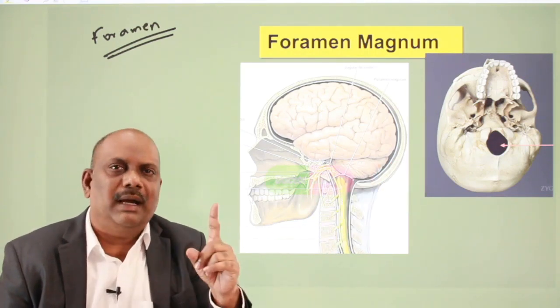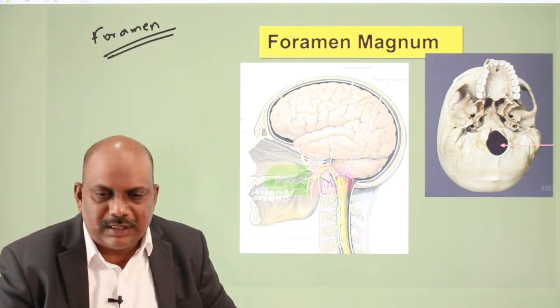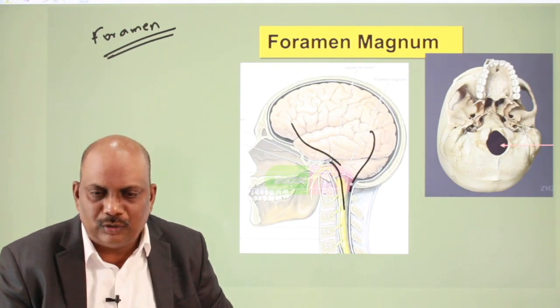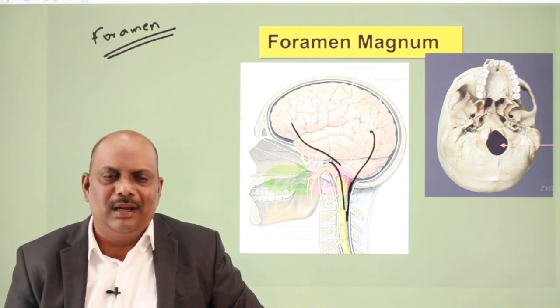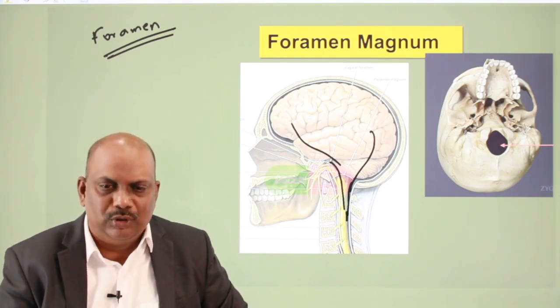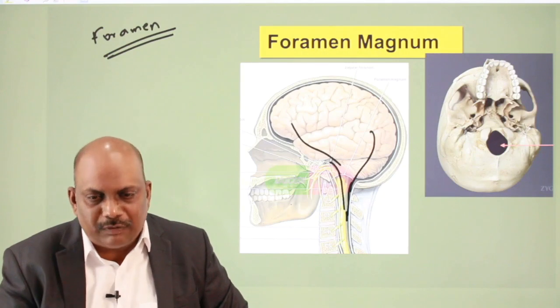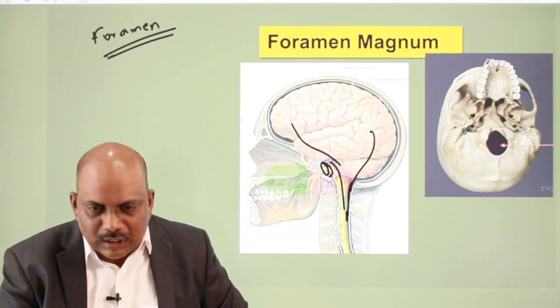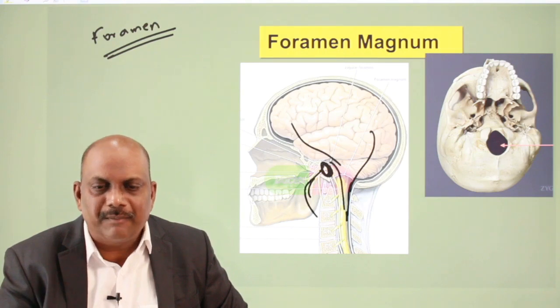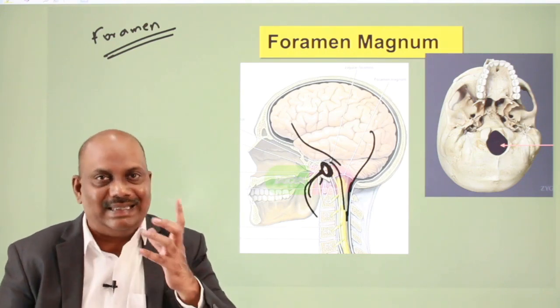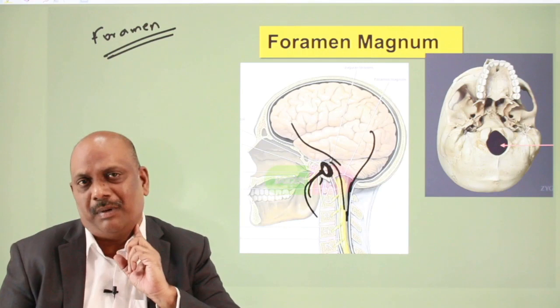The foramen magnum is an opening through which the brain continues as the spinal cord. There are also other openings like the jugular foramen. Jugular foramen is here. It is through this jugular foramen that the jugular vein, which carries blood to the brain, passes.